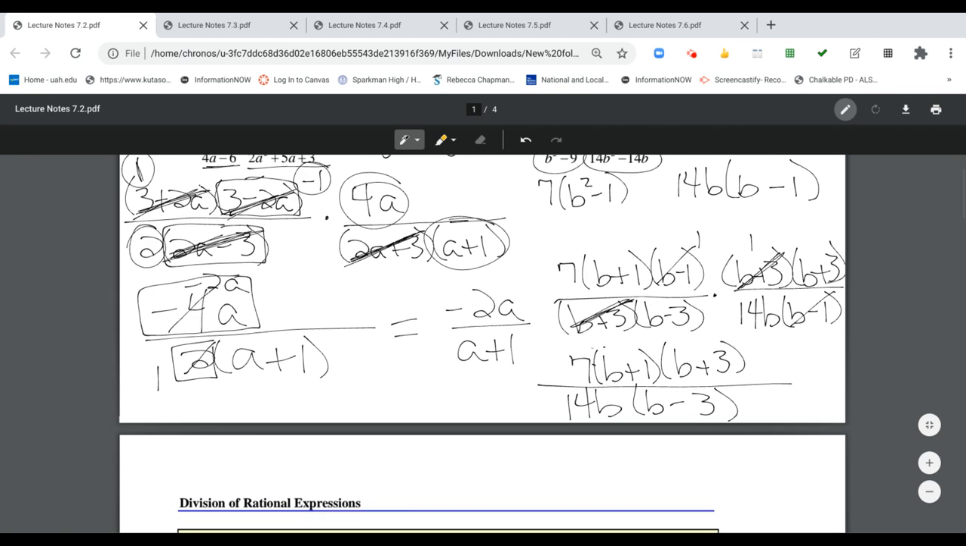Now, the last thing I need to do is look here. Can I reduce those monomials? And I can. 7 goes into 7 once, and that would turn into a 2b. So my final answer would be b plus 1, b plus 3 over 2b times b minus 3.